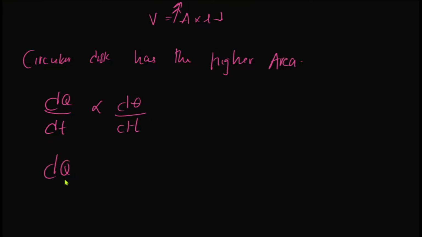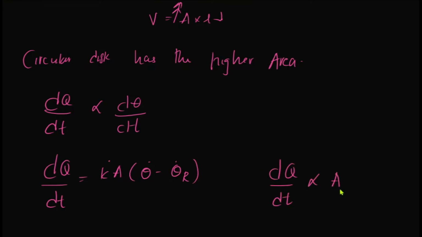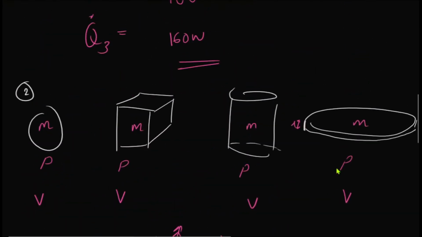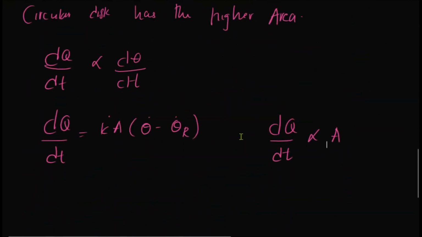So also we know that dQ/dt is KA(θ − θr). This is the rate of heat loss. So this is constant. All these are heated to the same initial temperature, and the room temperature is the same. So therefore we can say the rate of heat loss is directly proportional to the surface area of the objects. Now who has the highest surface area? The circular disc. Circular disc has the highest surface area. So therefore the rate of heat loss of the surface area is the highest.